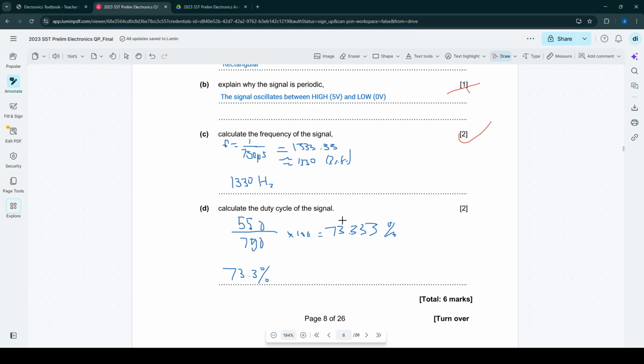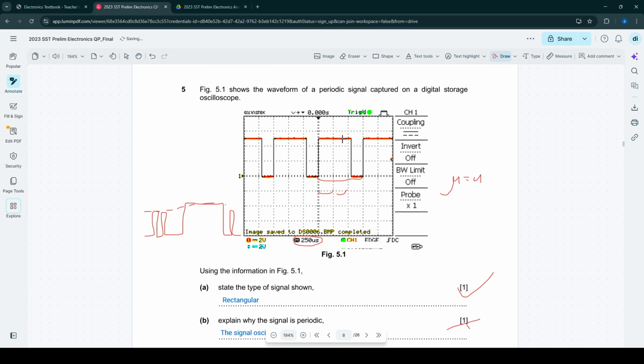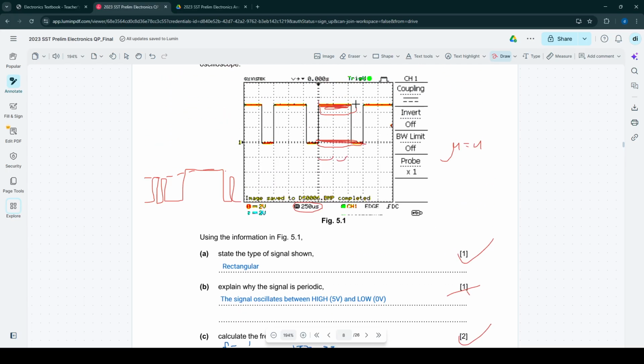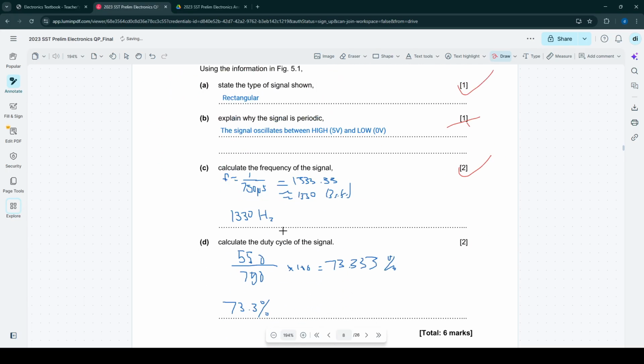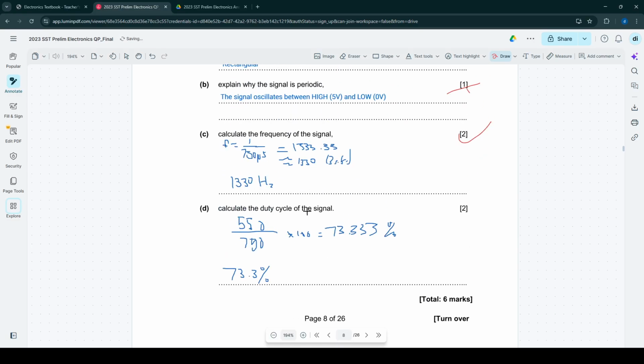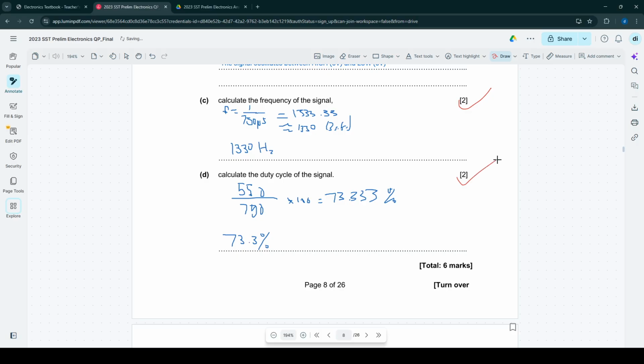Calculate the duty cycle of the signal. So duty cycle will be the time it's on versus the entire time of the period. It is on for 2 intervals, which is 500, and then the entire period is 750, and then you just get a percentage, and then it's this. And you got that right.